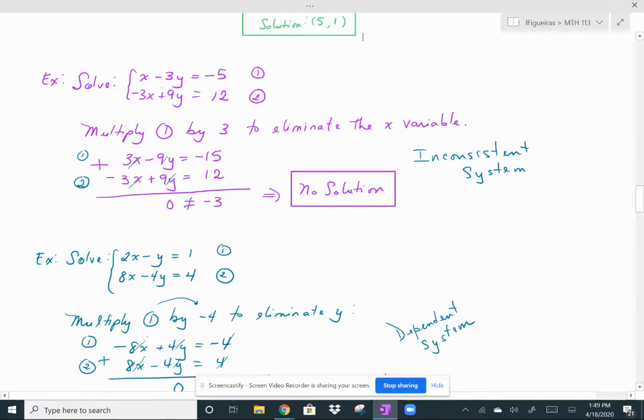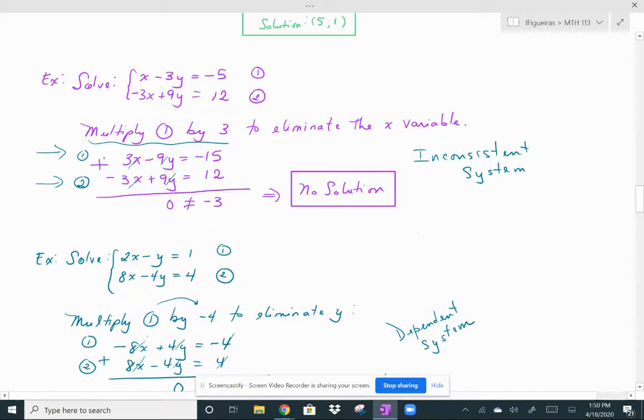In order for me to eliminate my x's, I need that first term to be 3x so that it will cancel with negative 3x. And the way to do that is to multiply equation 1 by 3. So that's what I did on this line. Multiply equation 1 by 3, you get 3x minus 9y equals negative 15, and equation 2 I just copied down. So that's negative 3x plus 9y equals 12.